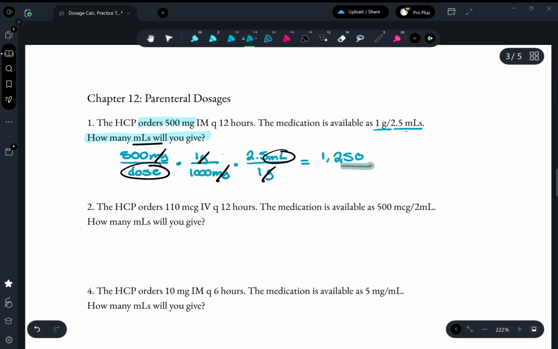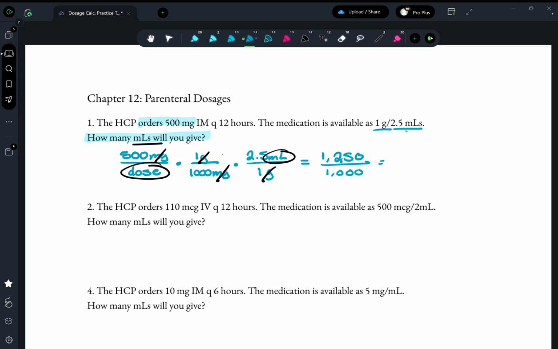Oops. So we have 1,250 divided by 1,000. And it's going to be 1.25 ml per dose. There we go.